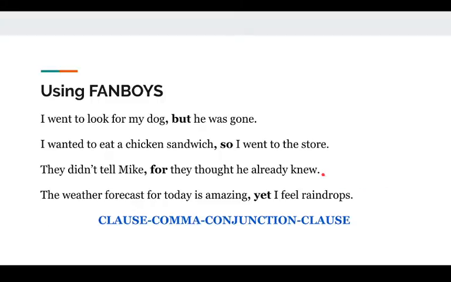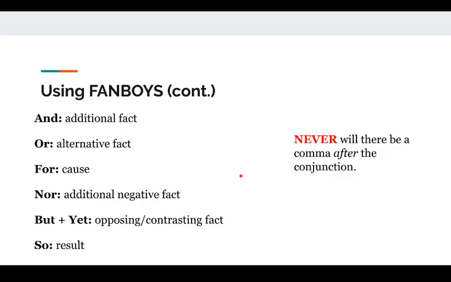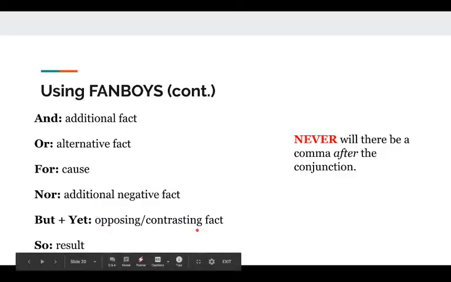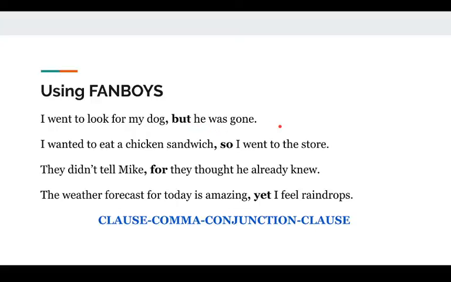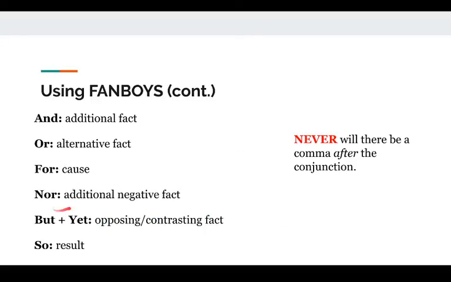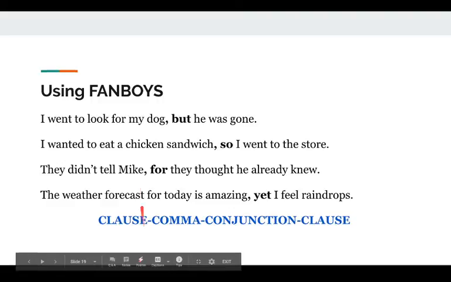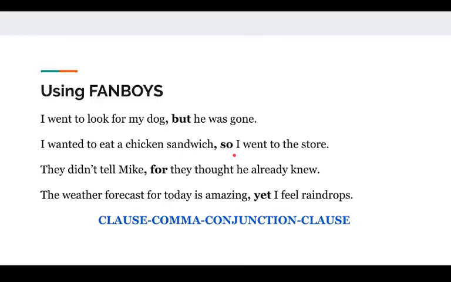So here, but, as we defined here, is used for an opposing or contrasting fact. So this first part of the sentence is, I went to look for my dog, but the opposing contrasting fact is that he is gone. With so, it's a result. So the second sentence, since it's using so as its coordinating conjunction, it should be showing a result. So I wanted to eat a chicken sandwich, so the result was I went to the store.